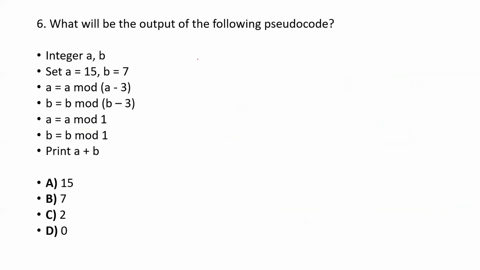The next question says, you're having two variables. One of which is A, which is having 15 as a value, B is 7. Now what we are doing, we are again doing mod function here. So A is A mod A minus 3. Now you are updating as A percentage A minus 3.